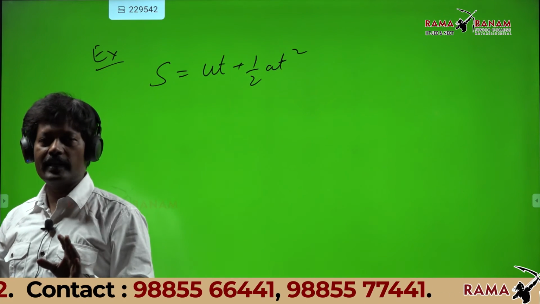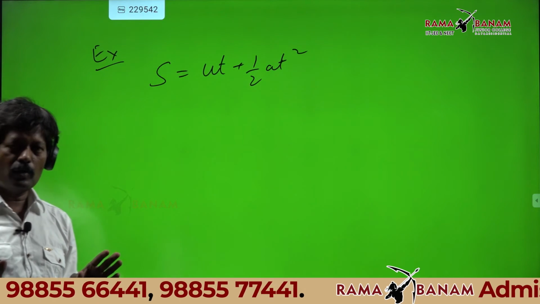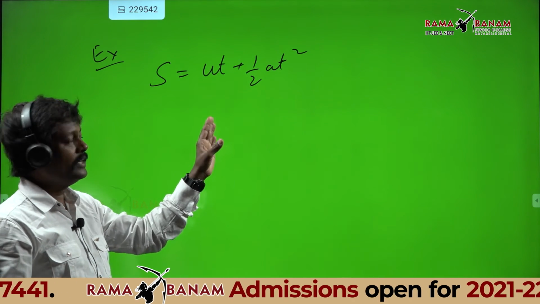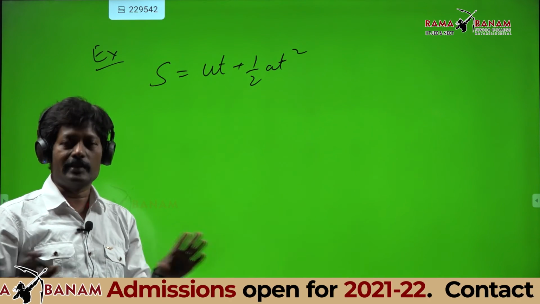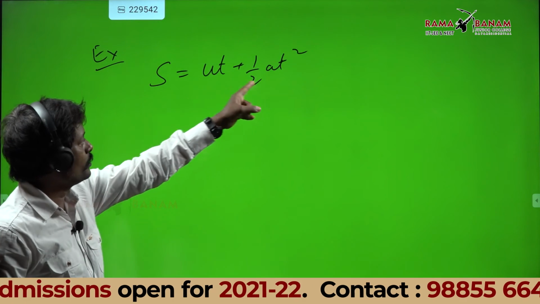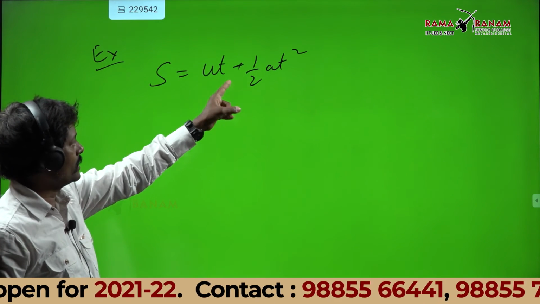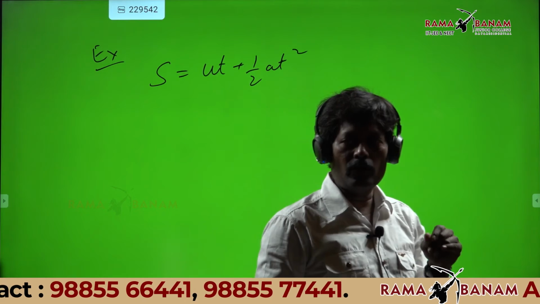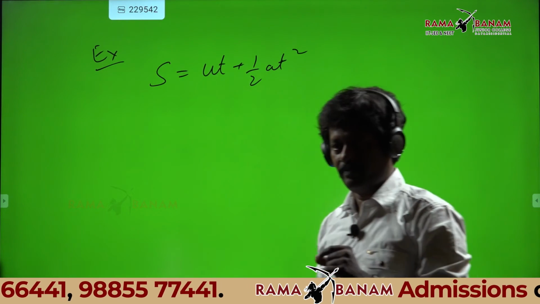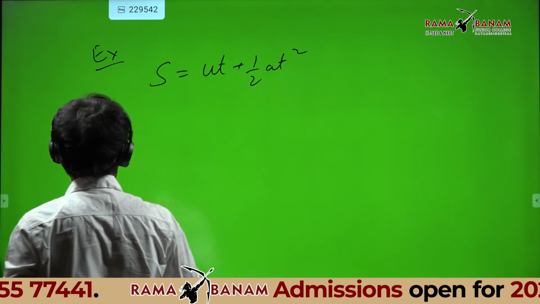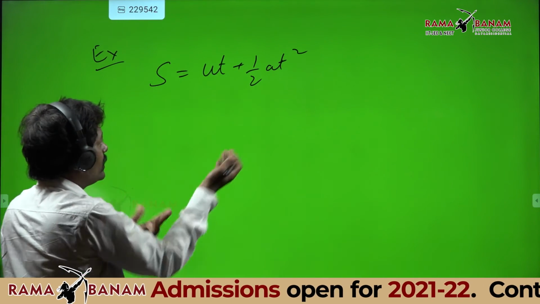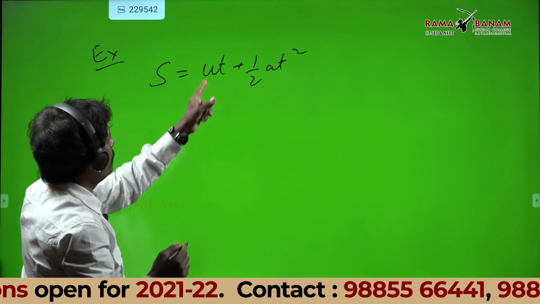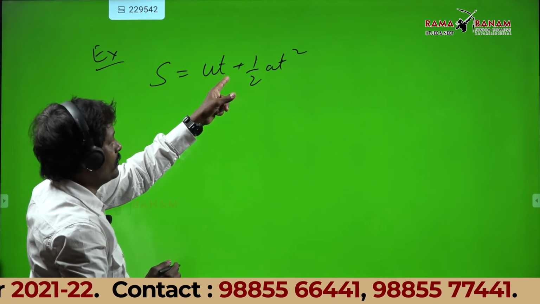If you know the derivative part or the integration, which I am going to teach later on, you can draw the graphs very easily. This is the original equation, s equals ut plus half at square. That is the equation of motion for constant acceleration. Now, it is just like a function. S is like y, u is a constant, t is another variable.